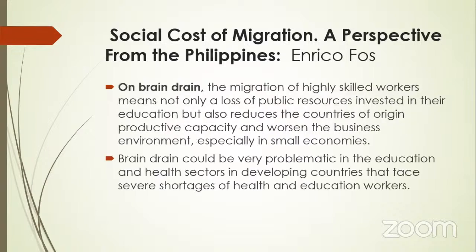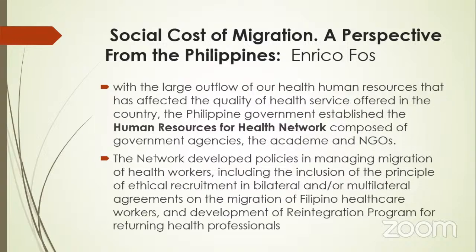On brain drain, the migration of highly skilled workers means not only a loss of public resources, but also reduced productivity in the country of origin. Brain drain is problematic in the education and health sectors, with large outflows. That has affected the quality of health services. The government established the Human Resource for Health Network. The network developed policies for managing migration, inclusive of the principle of ethical recruitment. This has been trying to be offset by transnationalism.